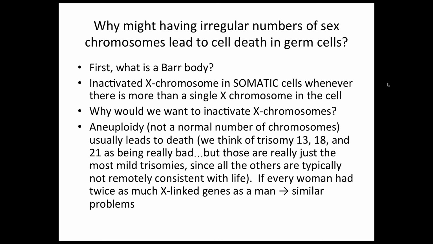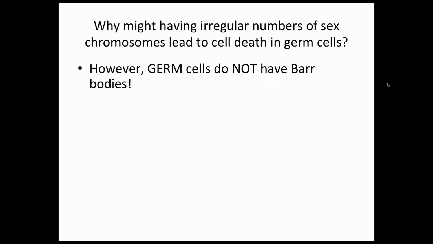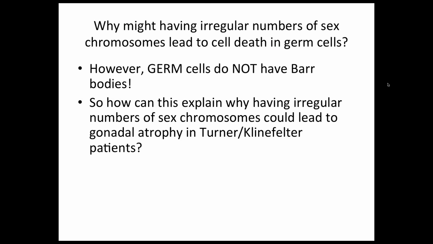Okay, so big picture, too much or too little of a gene is bad for cells, right? So in order for men or women to not have too much or too little of a gene, women inactivate one of their X chromosomes so that we all have the same amount of X chromosome per gene, roughly. Does that make sense? Yes. That's all I wanted you guys to know. Okay. All right. Germ cells do not have bar bodies.